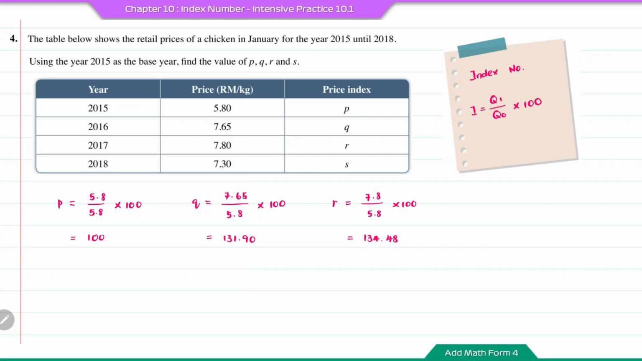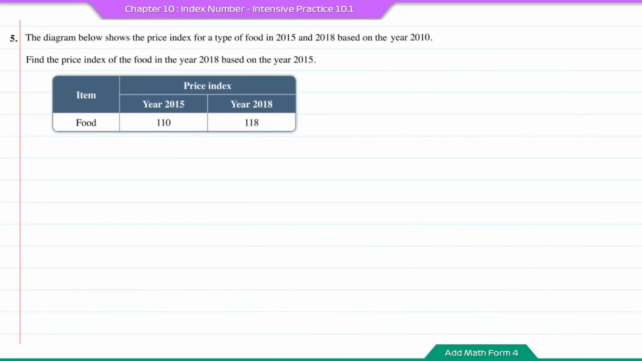The answer will be 134.48. As for the price index S, we're going to take the price in the year 2018, which is 7.3, divide it with the base year, 5.8, and multiply it with 100. The answer will be 125.86.